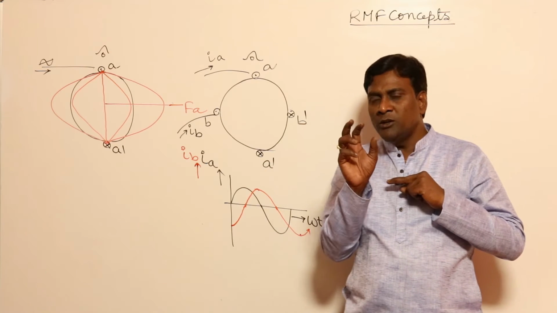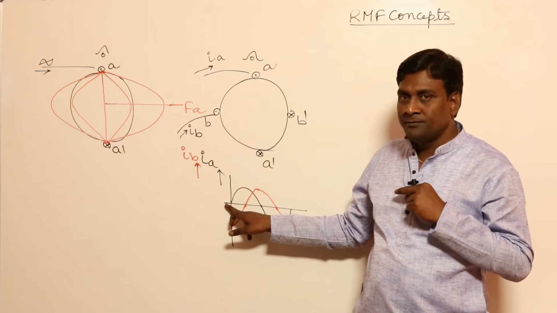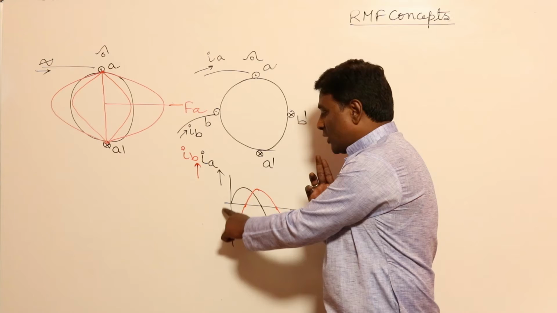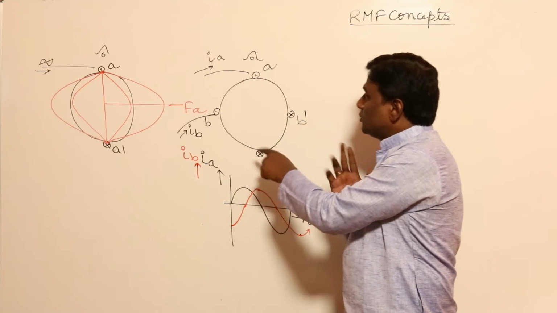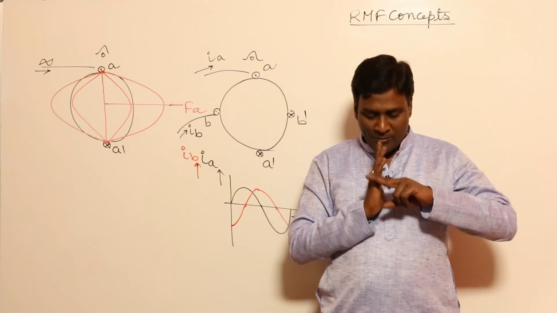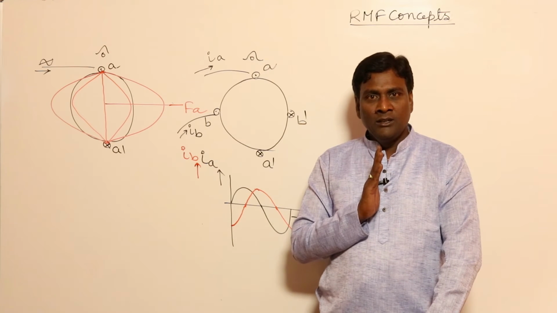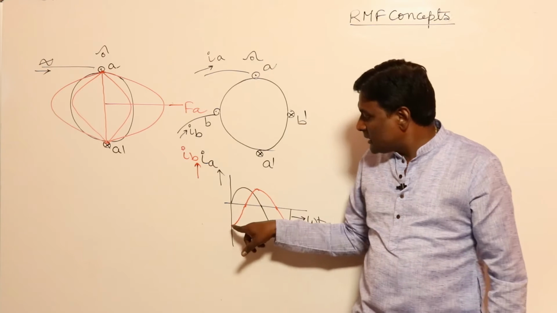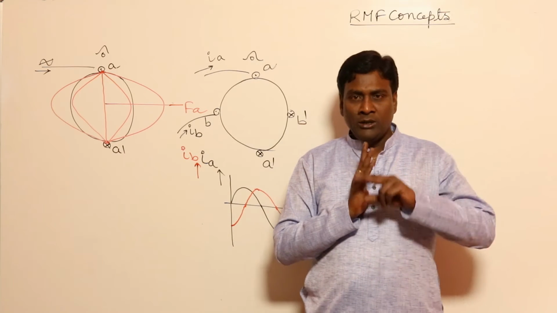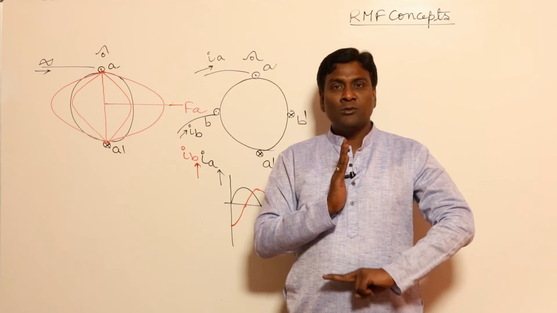Now try to observe very closely. When IA is zero, this is zero. But when IA is zero, what is IB? Negative maximum. So positive maximum this side, negative maximum this side. So when IA is zero, IB is going to be negative maximum. So IA plus IB is this flux only. After that, what is happening? It is coming towards zero, it is coming towards positive maximum. So IA is zero, MMF FA is zero, FB is negative maximum, like this.